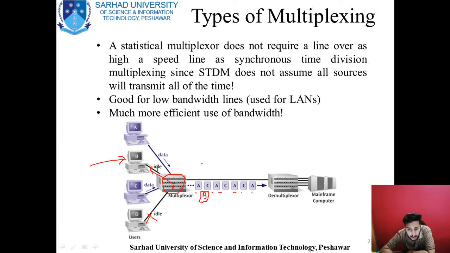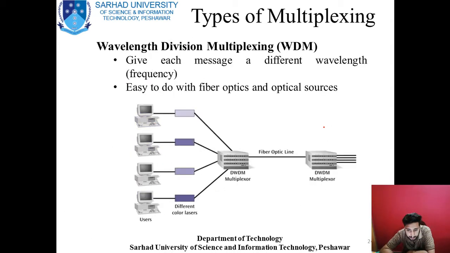So by using statistical analysis, the statistical multiplexer technique, we can use the bandwidth or the resources more efficiently as compared to synchronous time division multiplexing. Now what is FDM basically?